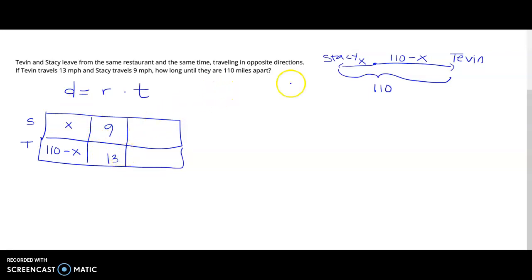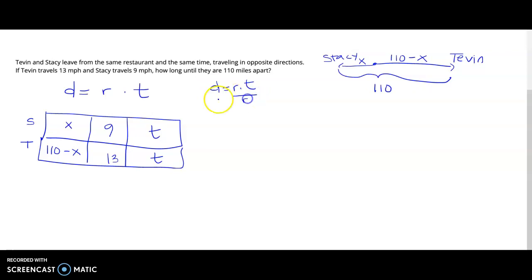Now another thing, they didn't tell us the time, but they did leave at the same time, and we're just wondering when are they 110 miles apart, so the time is actually going to be the same for them. Okay, so we'll just put t for time for both of them because we don't know what it is, but we do know it's going to be the same. Now, since we're trying to solve for time and we have just t in this location, to me it's going to be the easiest if we rearrange this distance equals rate times time to be solved for t.